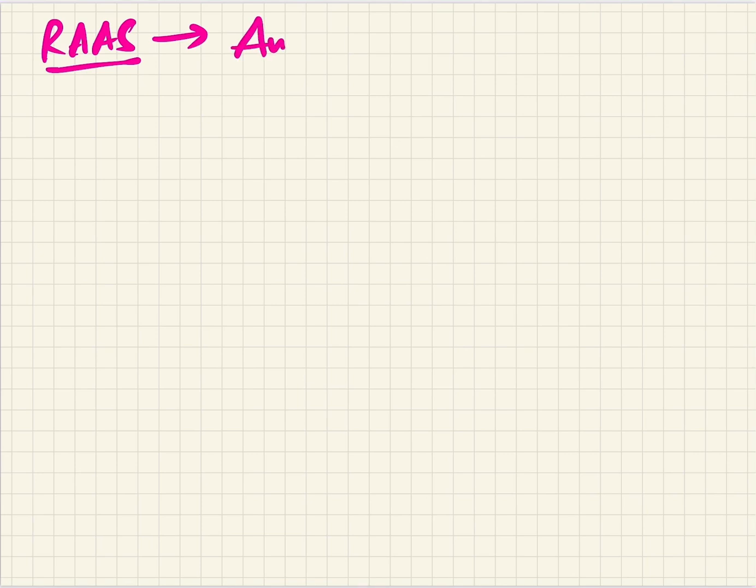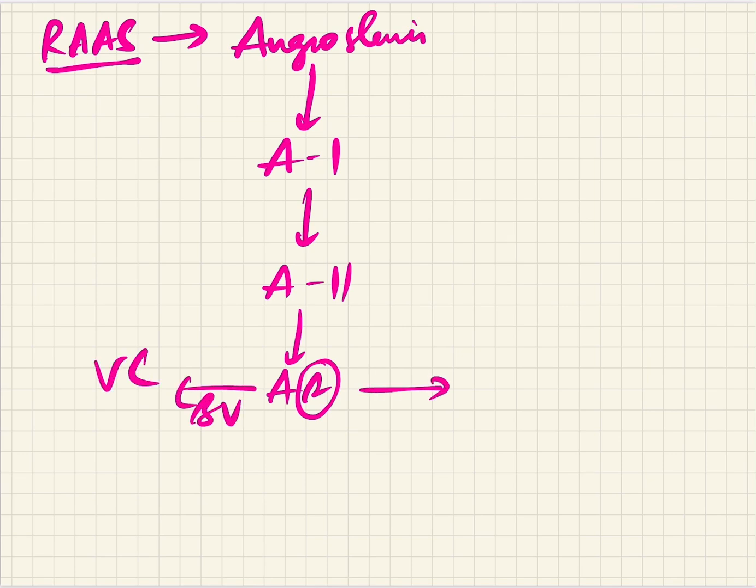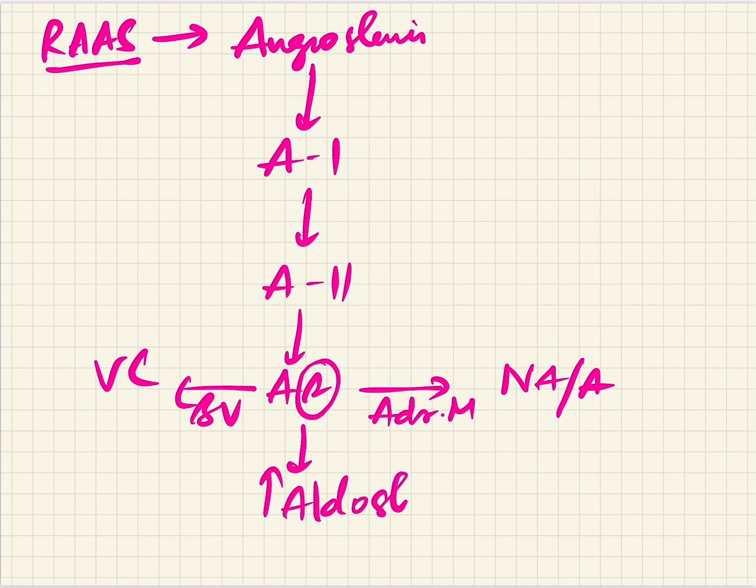The angiotensinogen from the liver gets converted into angiotensin 1 and then angiotensin 2, and this acts upon the angiotensin receptors at the level of the blood vessels, causing vasoconstriction. At the adrenal medulla, it causes the release of noradrenaline or adrenaline, and it causes the secretion of aldosterone that causes sodium and water retention. So this is the basic mechanism we know from physiology.